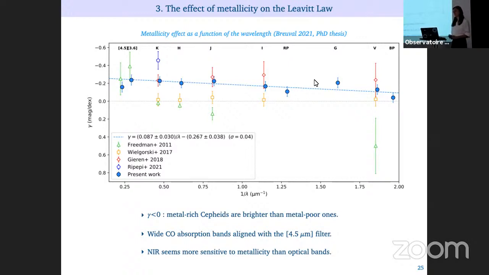It's interesting, yeah. In RR Lyrae, we do observe that it's weaker. So it's interesting to see that in Cepheids it's not. Okay.